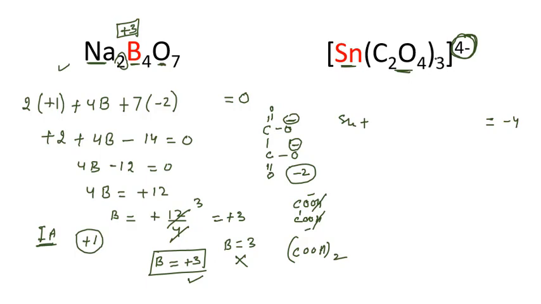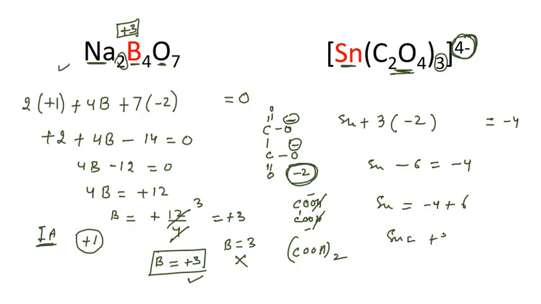Then how many oxalate ions are there? 3 oxalate ions are here, so I mention 3. And for each oxalate ion the total charge is -2. I can put -2 here. Now we can simplify. Sn plus 3 times -2, that is -6, is equal to -4 on the other side. Then Sn is equal to -4 and +6. Then Sn is equal to +2. So tin is showing +2 oxidation number. That is how we can calculate it.